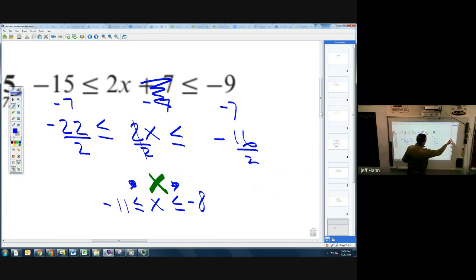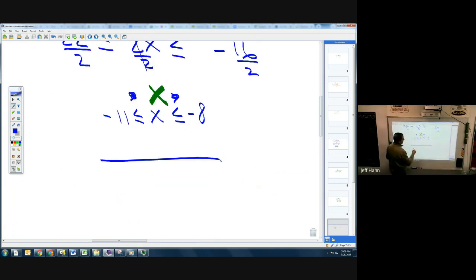They might give you some sort of a thing. The graph of this then would be negative 11, closed circle, negative 8, closed circle, and it's an AND problem. AND problems always get colored in the middle. That is the answer to that.